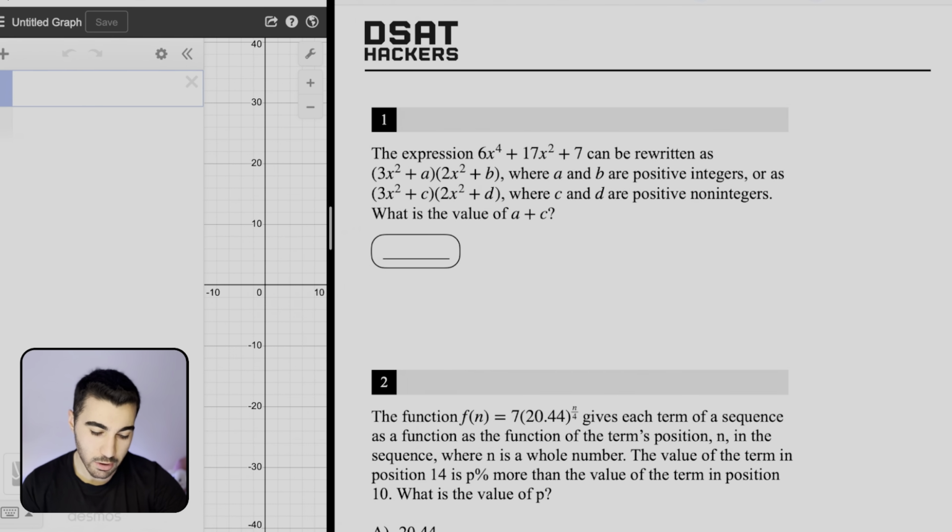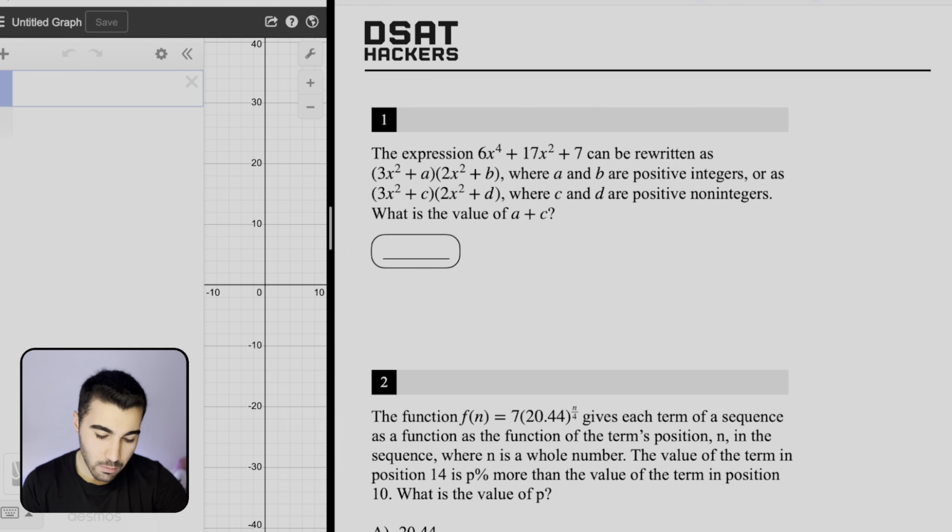Alright, question 1. The expression 6x to the 4th power plus 17x squared plus 7 can be rewritten as this, where a, b are positive integers, or as this, where c and d are positive non-integers. What is the value of a plus c? Okay, so this expression is the same as this expression, right?